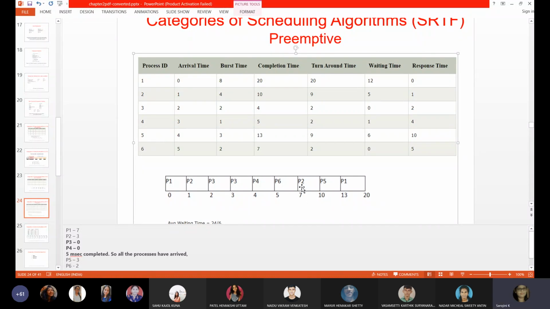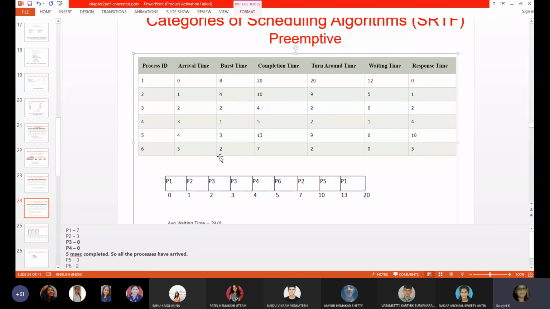All the processes arrived. So process P6 is selected, its CPU burst time is 2 milliseconds. It started the execution at 5 milliseconds. 5 plus 2, it will complete its execution at 7 milliseconds. So P6 completely completed the execution. We should not include it now when applying the algorithm.